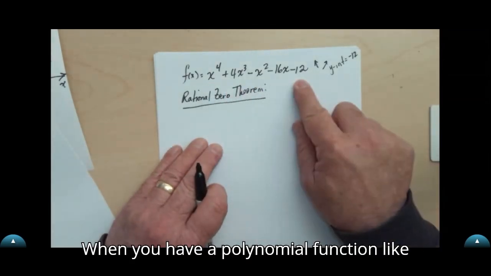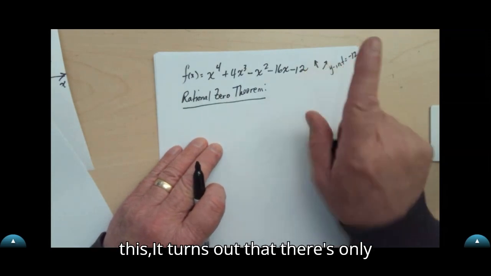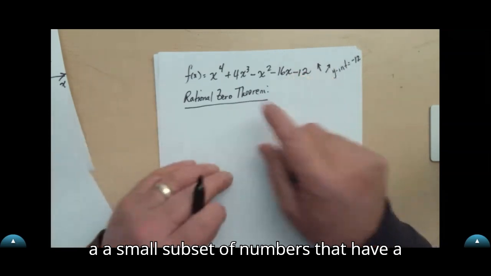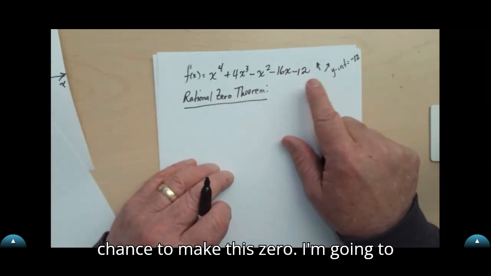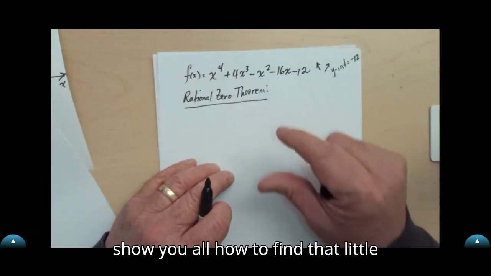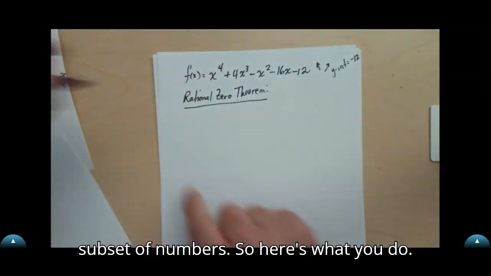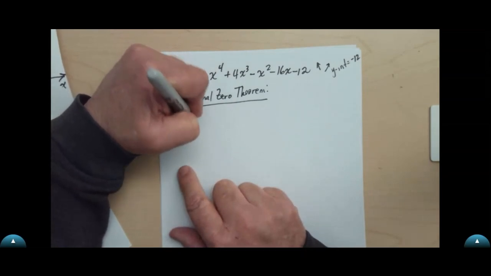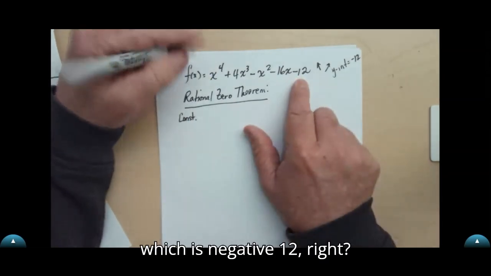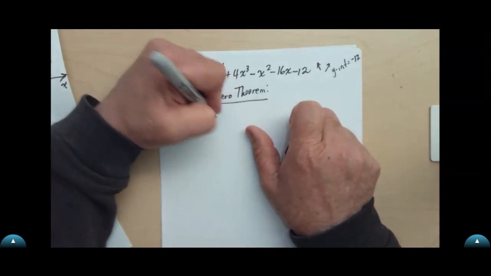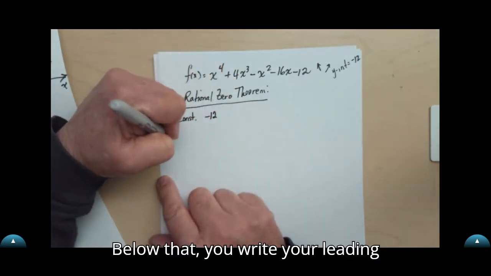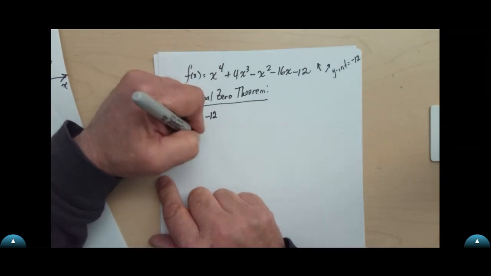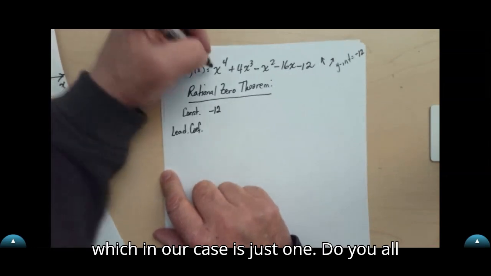When you have a polynomial function like this, there's only a small subset of numbers that have a chance to make this 0. I'm going to show y'all how to find that little subset of numbers. So here's what you do. You write your constant term, which is -12, right? Below that, you write your leading coefficient, which in our case is just 1.